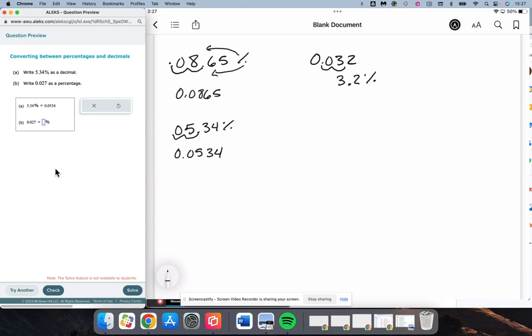Then 0.027 turned into a percent. I need the two decimal places for my percent over there. So to the right with it, 1, 2, 2.7%.